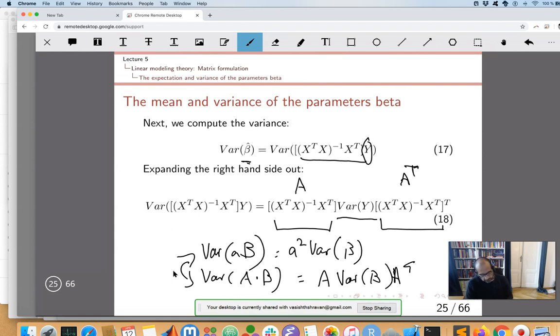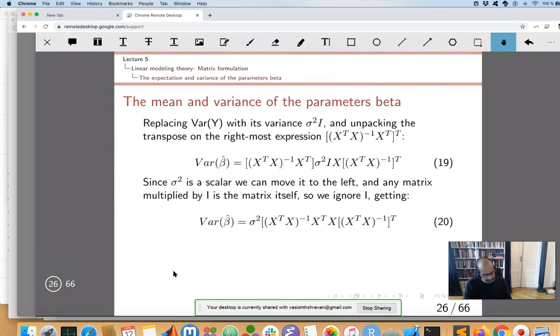Now it's just going to be a matter of simplifying. You can see where this is going now, or maybe you can't, but you will see it soon. The variance of y is this term here, which I derived a few slides ago. Now I can unpack the transpose of the right hand side. I've got x transpose x inverse multiplied with x transpose, and the whole thing transposed.